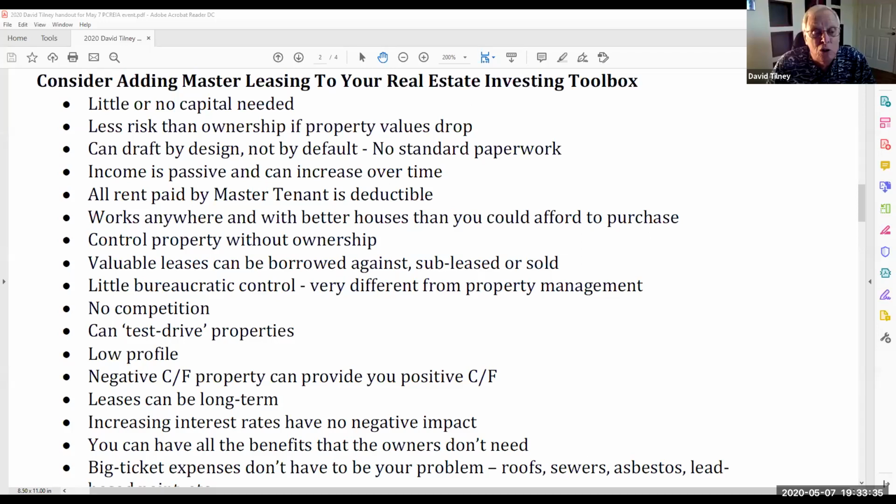So you get to draft by design and not by default. And if you think about this for a second, if you're the master tenant, is your lease going to be pro landlord or pro tenant?